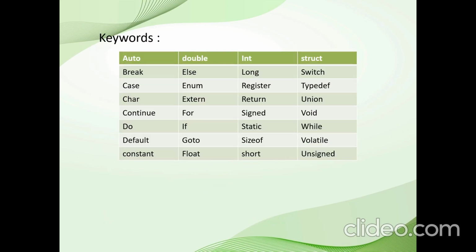In C we use different keywords. There are a total of 32 keywords. They are auto, break, case, char, continue, do, default, const, double, else, enum, extern, for, if, goto, float, int, long, register, return, signed, static, sizeof, short, struct, switch, typedef, union, void, while, volatile, unsigned. These are the keywords we are going to use.